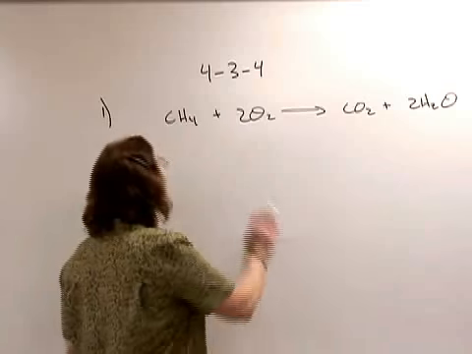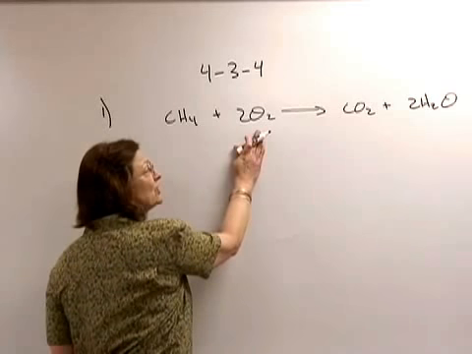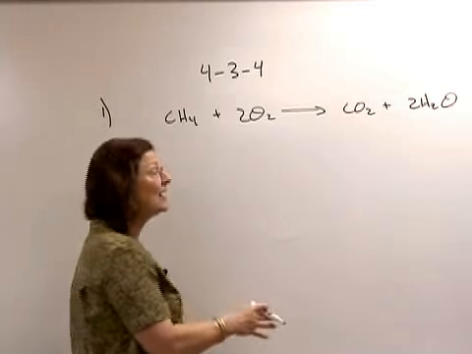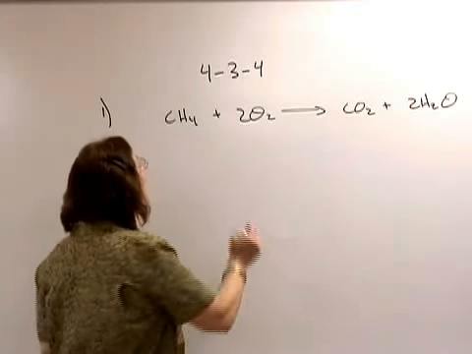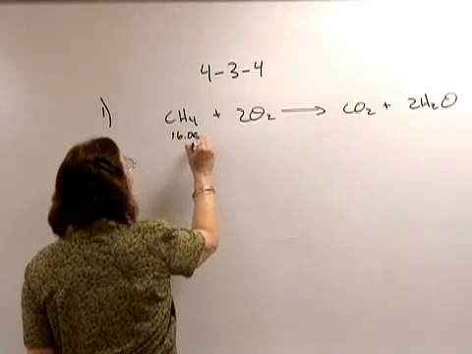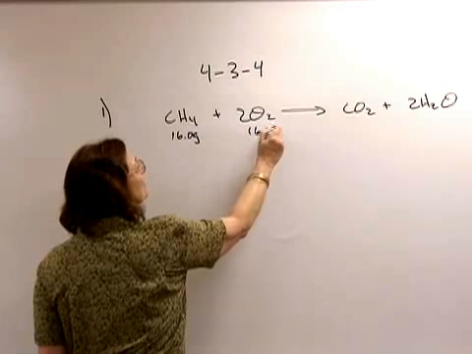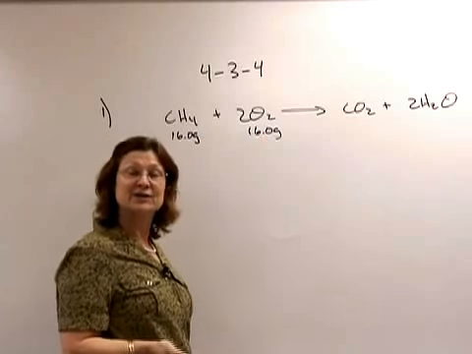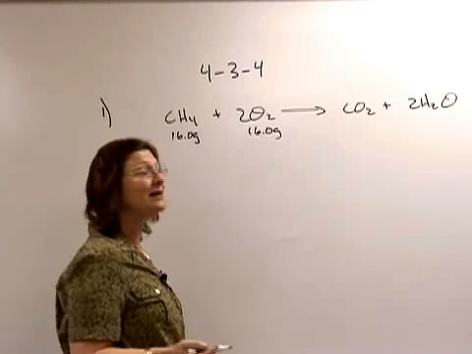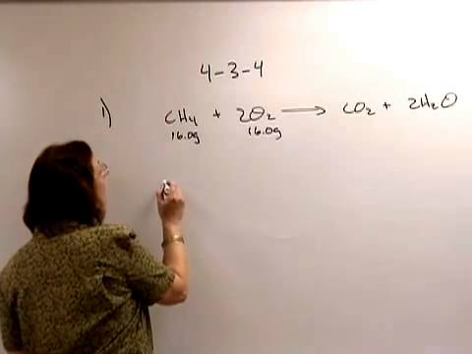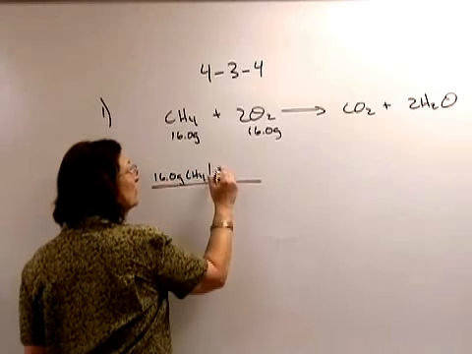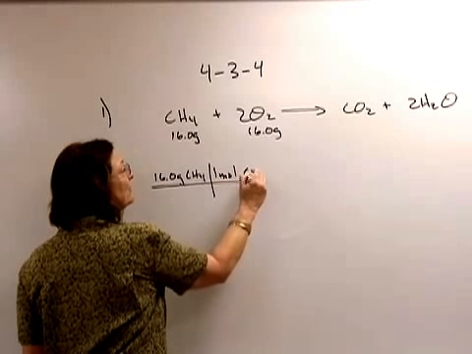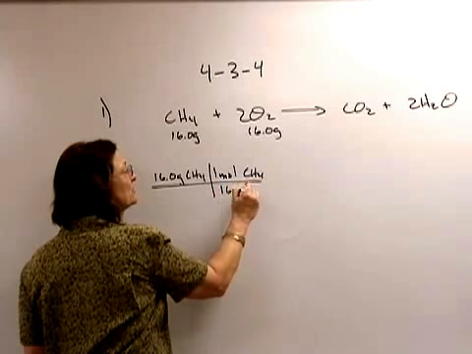Number one is a limiting reagent problem as well as some stoichiometry, and we had this in the first semester. And the very first thing that we must do is get a balanced equation. So we have methane and oxygen being combusted, burning, and we get carbon dioxide and water for complete combustion. Now I'm given 16 grams of the methane and 16 grams of the oxygen, and I need to determine which one is going to be my limiting reagent.